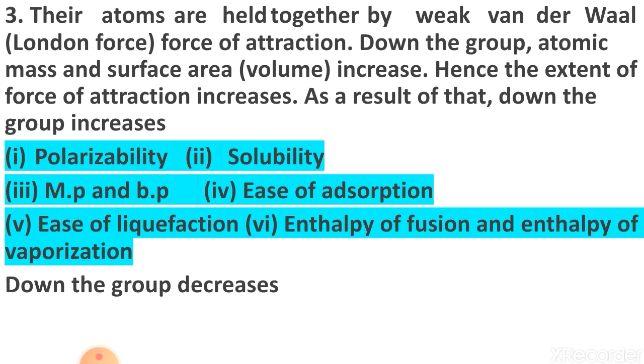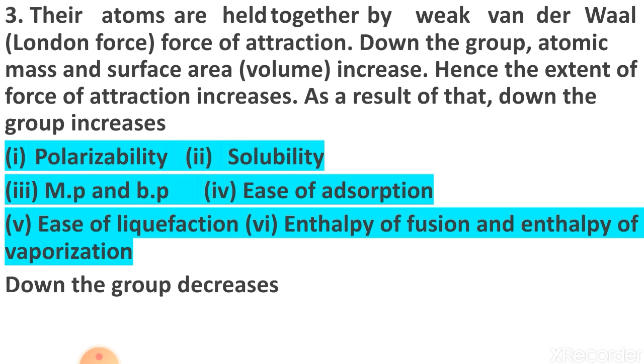So dear students, here polarizability means the polarization of the electron cloud in the valence shell increases down the group. This is because these electron clouds get farther away from the nucleus down the group. That's why xenon can be maximally polarized but helium can be minimally polarized. Some more properties you have to know: they have fairly good electrical conductivity at low pressure and high voltage.